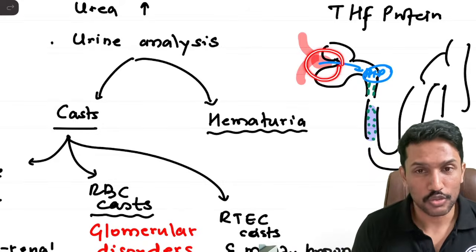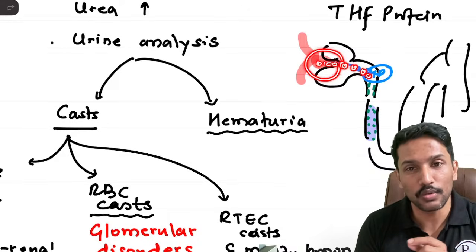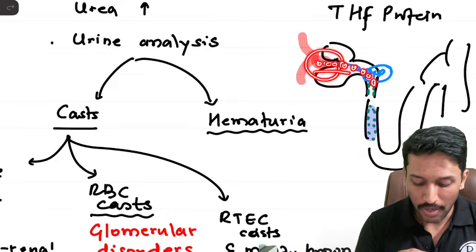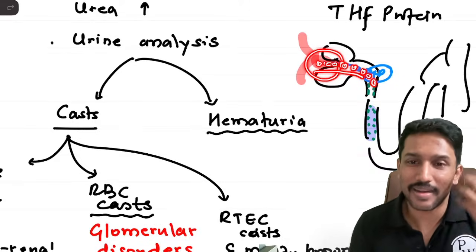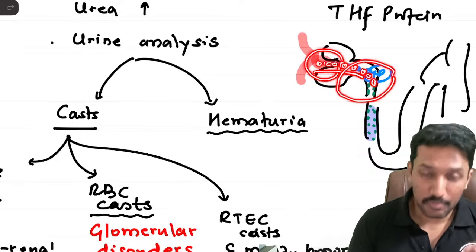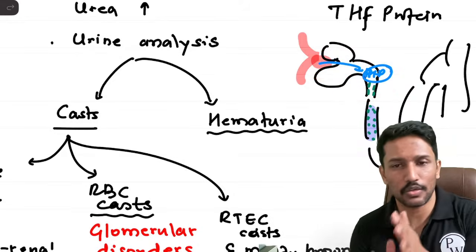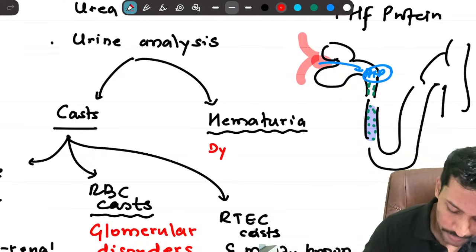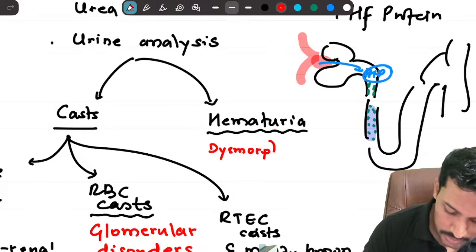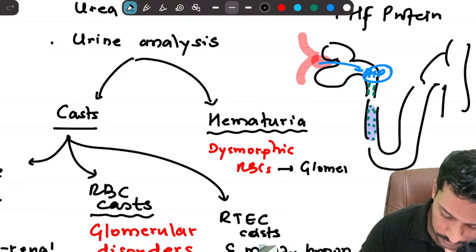If glomeruli get injured, the RBCs are now making their way through these injured glomeruli into the glomerular filtrate. But when they're passing through tiny apertures, they get damaged. So you get to see RBCs which are dysmorphic. So if you have dysmorphic RBCs, it is pointing towards glomerular injury. So this is also another point that I want you to mention. If you see dysmorphic RBCs, it is pointing towards glomerular disorder.